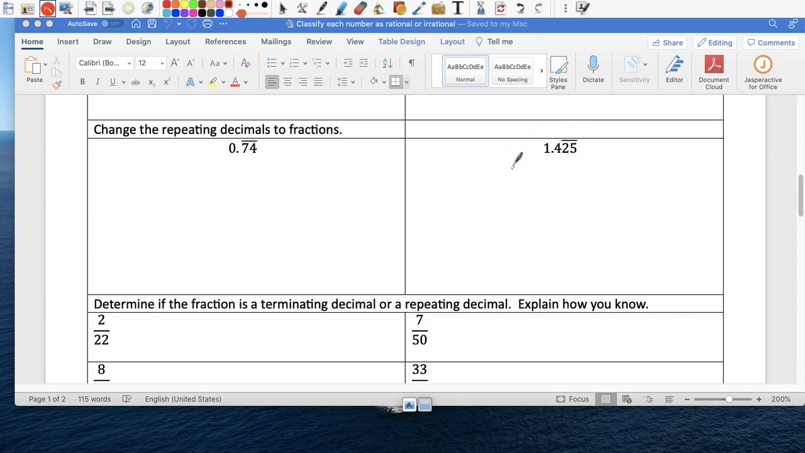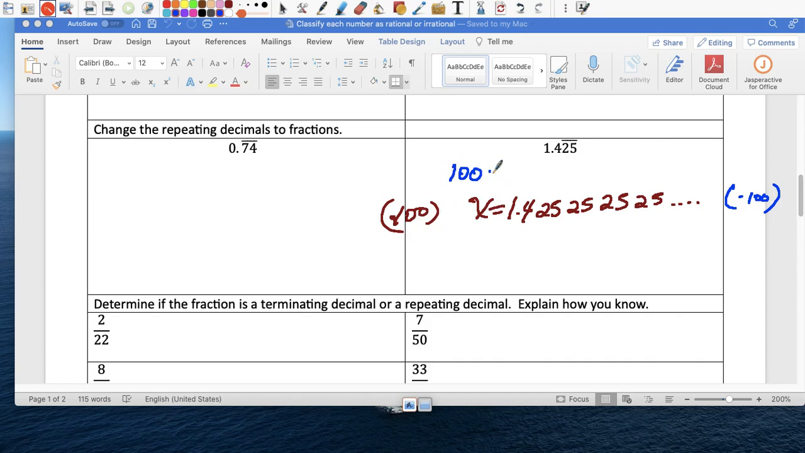Here, again, same thing. x equals 1.42525, because that's the repeating part in this question, right? Now, two digits are repeating, so we're going to multiply again by 100. The number of repeating digits determines what power of 10 we multiply by. So one repeating digit, times 10; two repeating digits, times 100; and so forth. So 100 times x, that's the easy part, 100x. Now, multiplying by 100, the shortcut, if you don't want to put it in your calculator, is just to move the decimal twice to the right.